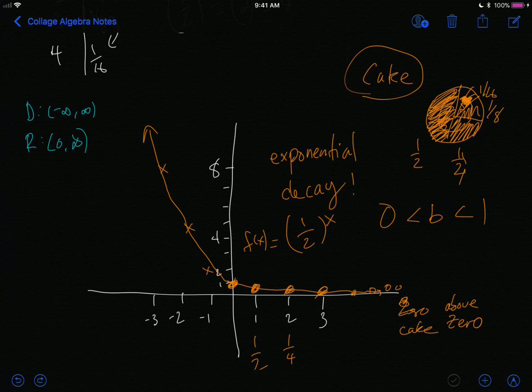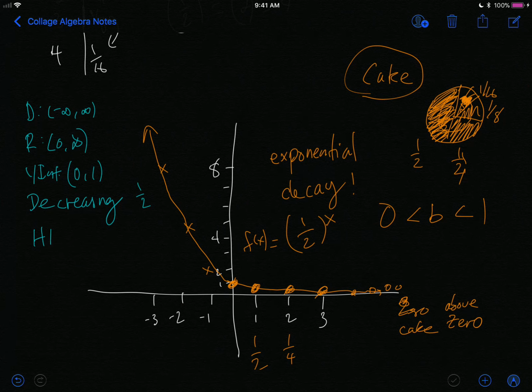And then if I look at my y-intercept, our y-intercept is still 0, 1. The difference here is that this is a decreasing graph. And this is because my base is a fraction, 1/2. Last but not least, this graph has a horizontal asymptote of y equals 0.